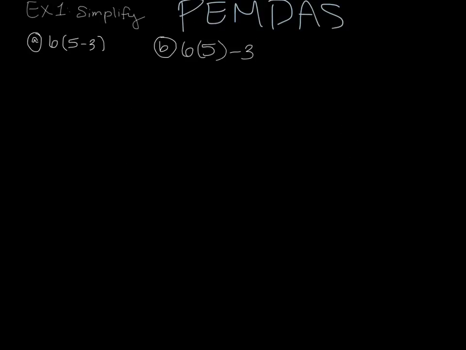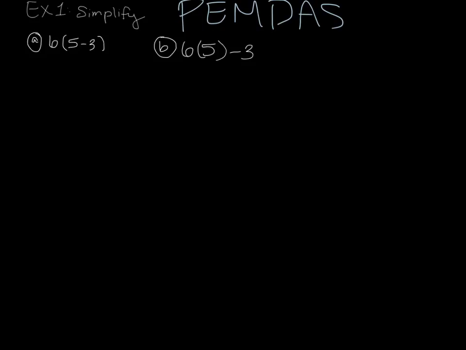For example 1, we see that they're asking us to simplify these two expressions, which means they're just asking us to do the same thing that we did in section 1. We're following the order of operations and seeing what we need to do in order to reduce these down.